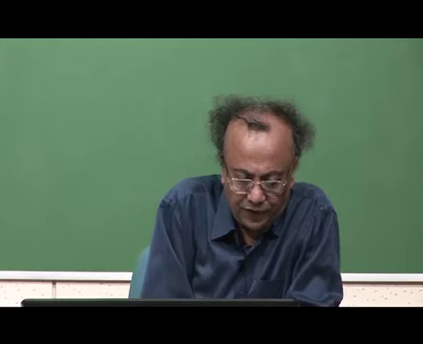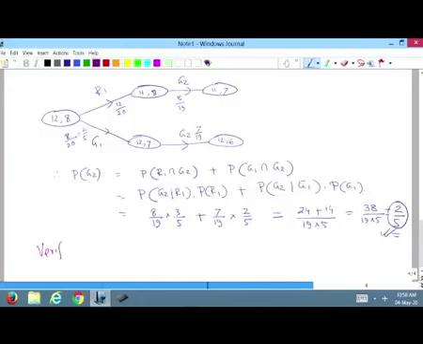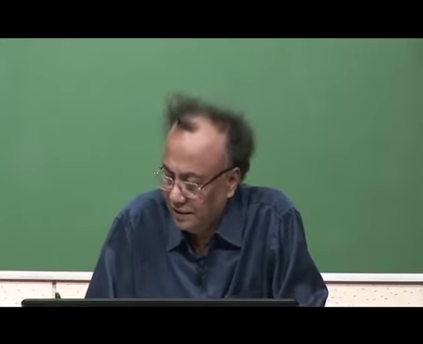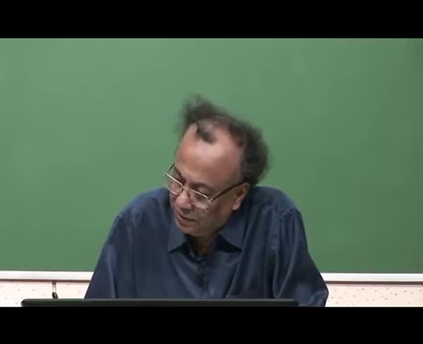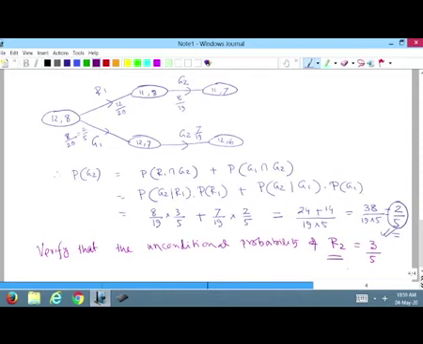I want you to verify that the unconditional probability of R2, that is the second ball drawn is red, and perhaps you can guess that the answer is going to be 3 by 5. I want you to verify that.